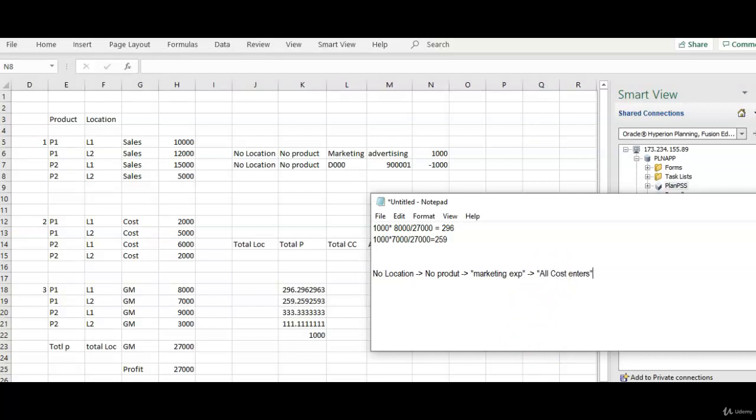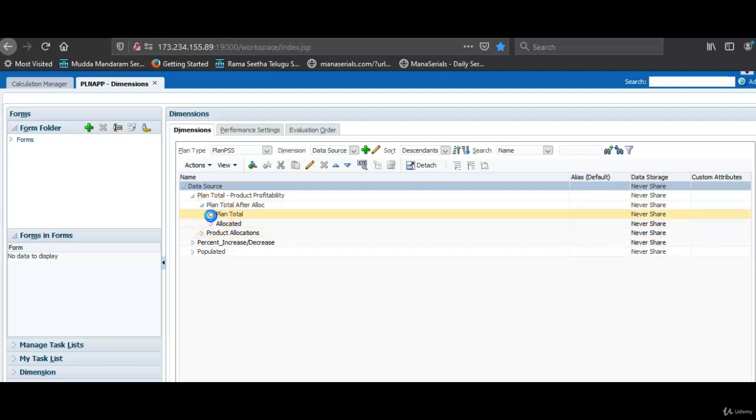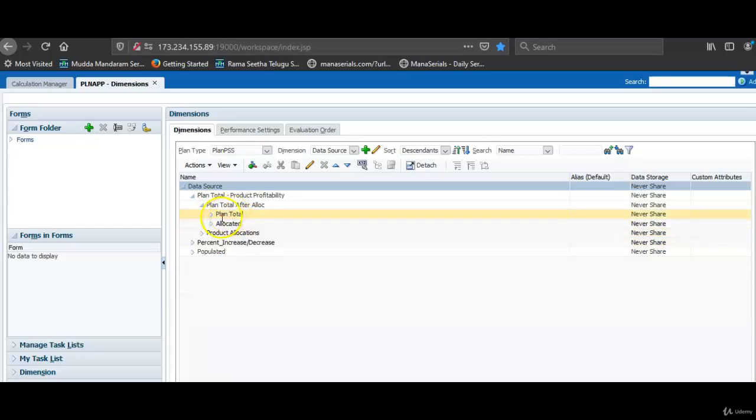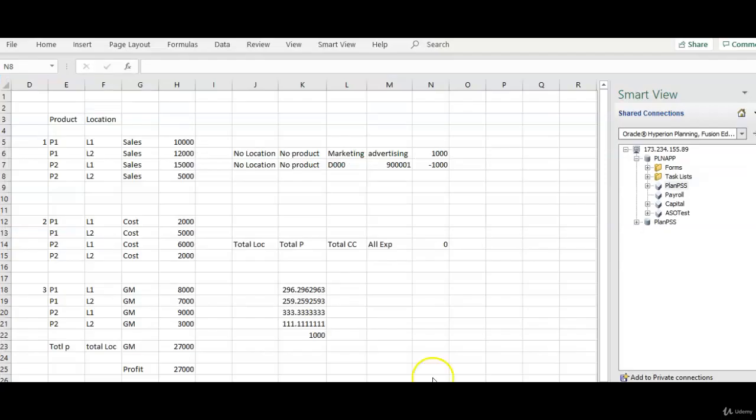And if you remember, there is another dimension, data source. This is where we use our source and allocation combinations, and we can get either sales or expenses from any of these combinations, plan, total, child members. Once we get the data at plan, total, I can use any of these members for allocations. I'm going to use product allocations member. So what is your source? Source member is plan, total.